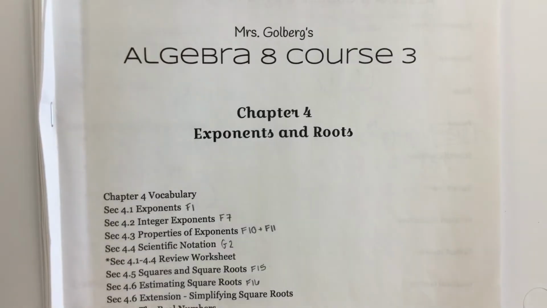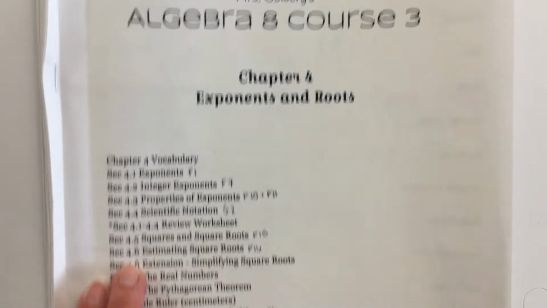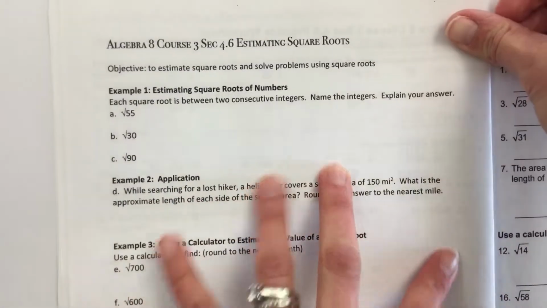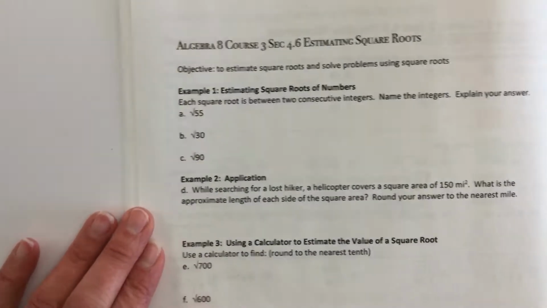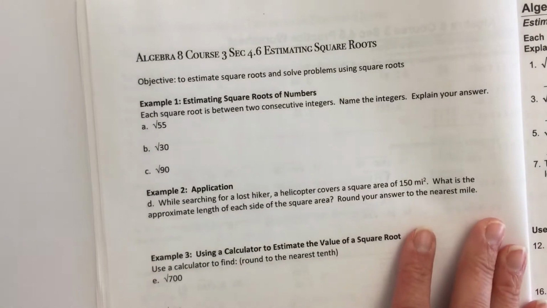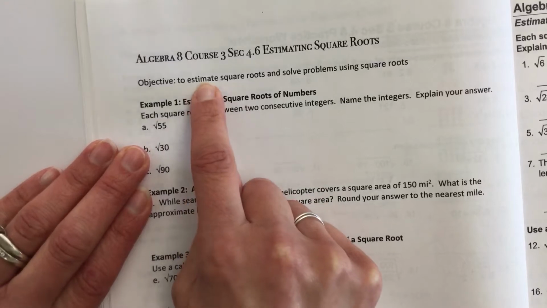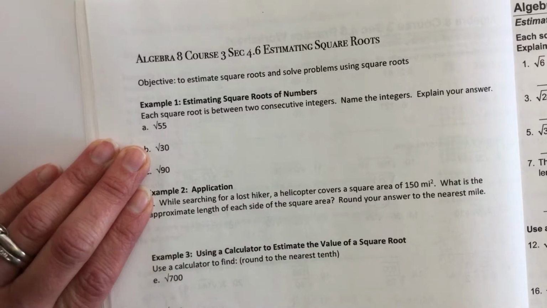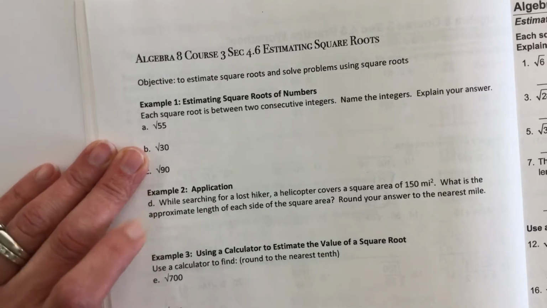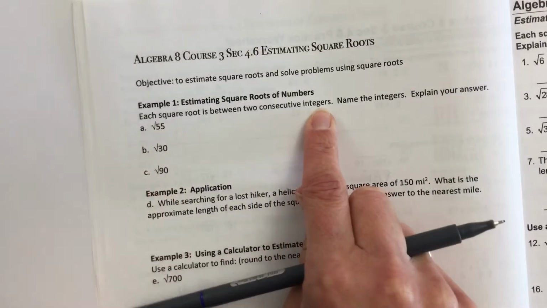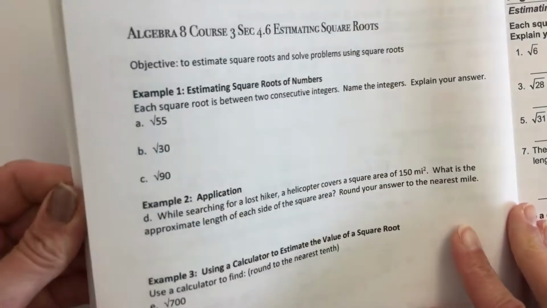Okay, Algebra 8, we are doing section 4-6, estimating square roots. So we just learned about how to find a square root, but we talked about how some numbers don't produce perfect roots. So what we're going to do is estimate what perfect roots these are close to, so we can estimate what two numbers the answer would end up between. So each square root is between two consecutive integers. Name the integers and explain your answer.